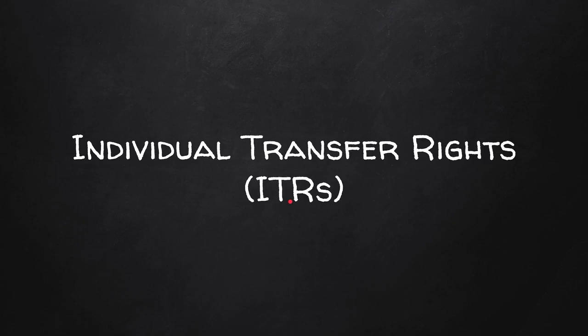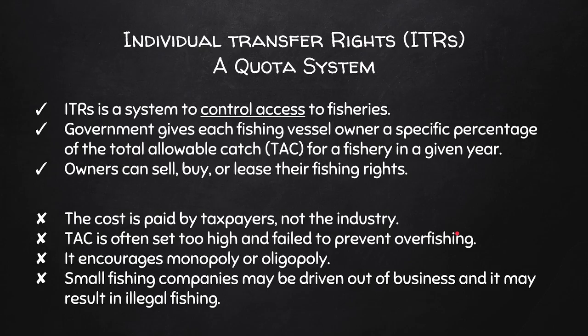Okay. We have individual transferable rights. It's the quota system that we talked about. It assigns different quotas for different species, and different quotas for different companies, fishing companies and fleets. The bigger the fleet, the more the quota. And they are able to trade, to lease their fishing rights.